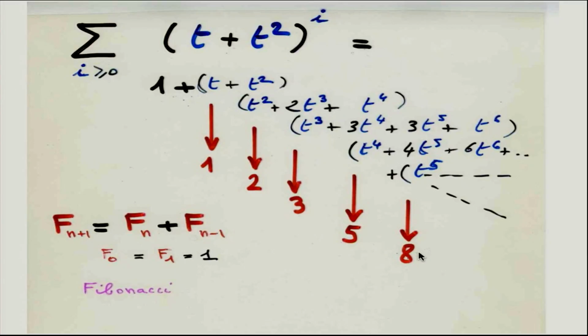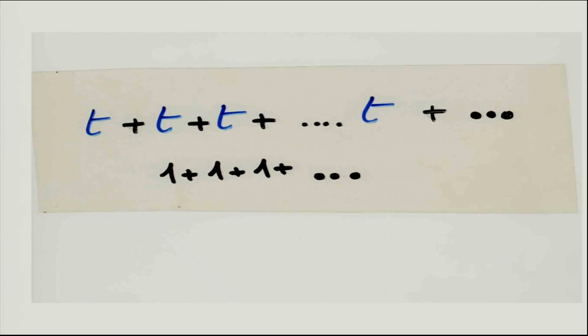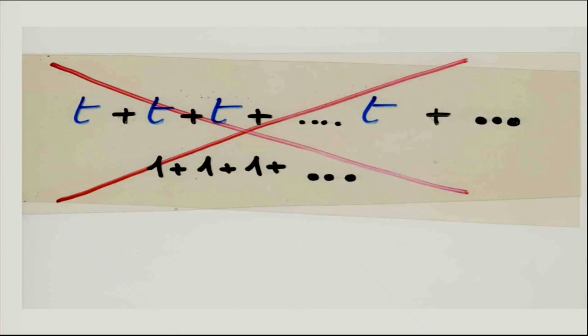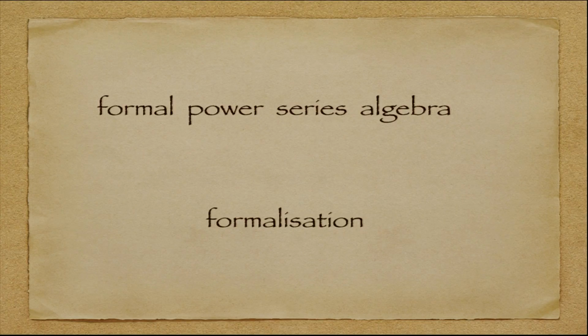So you see, everything is done formally, and you have a lot of freedom compared to real analysis, but freedom is good when there is some limit, some rule. If you have no rule at all, then you are lost. So this is nonsense: t plus t plus t plus t plus t, or 1 plus 1 plus 1, this is forbidden. There must be a formal convergence of the formal power series. So let's take the formalization of this.